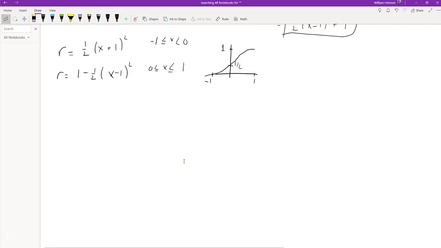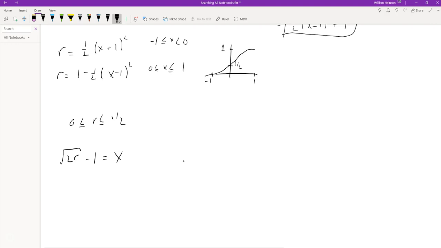Okay, so now we just have to invert this guy. Look at region 1. It's from 0 to a half. So let's invert the first region, which is when R is between 0 and half. So we end up with the square root of 2R. The 2 comes over here, square root, minus 1 equals x.